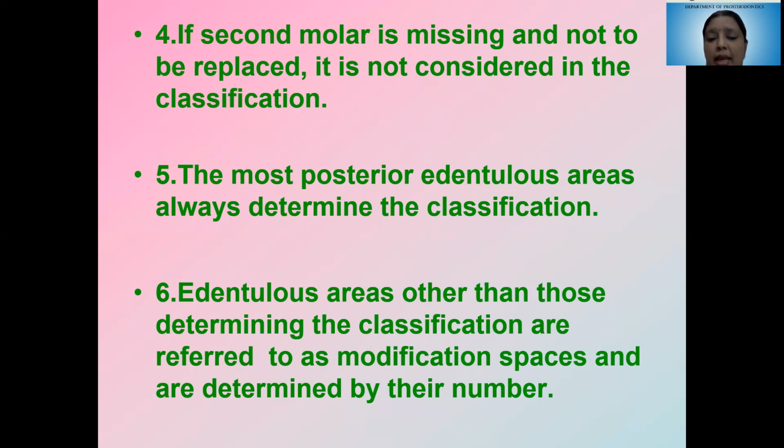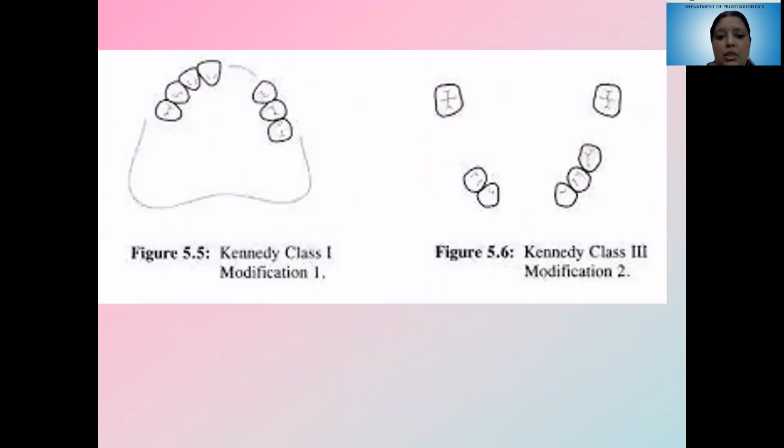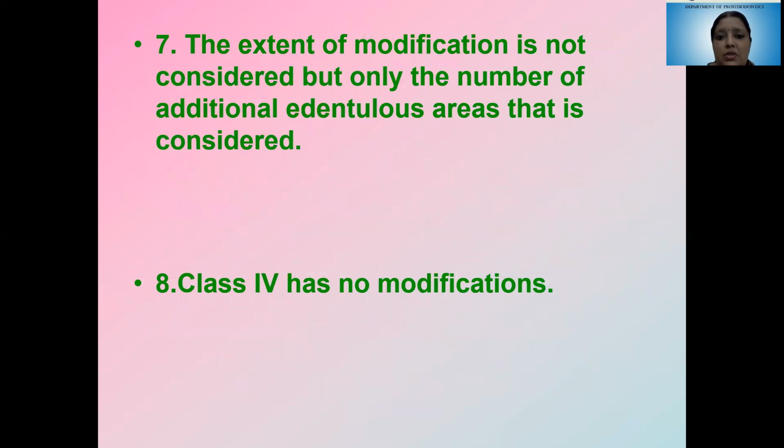Then, what about the anterior missing teeth? That's the next question that pops in your mind. Look at rule 6 for that. Edentulous areas other than those determining the classification are referred to as modification spaces and are determined by their number. Before I explain, let's look at rule 7 also. The extent of modification is not considered, but only the number of additional edentulous areas are considered.